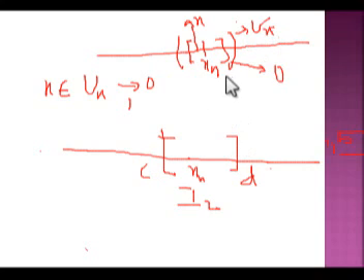Now, between x and xn you will get an infinite number of points, and both are tending to 0. So |xn - x| also tends to 0.